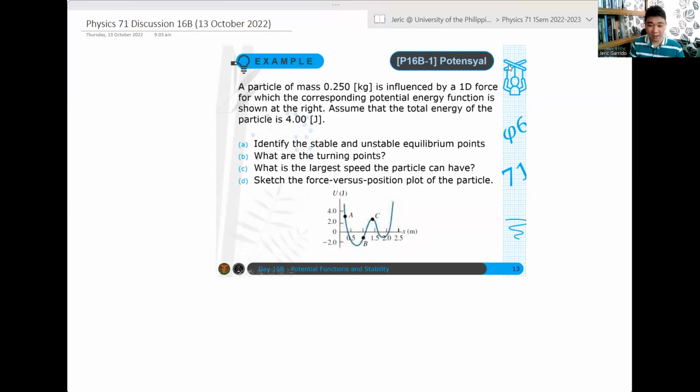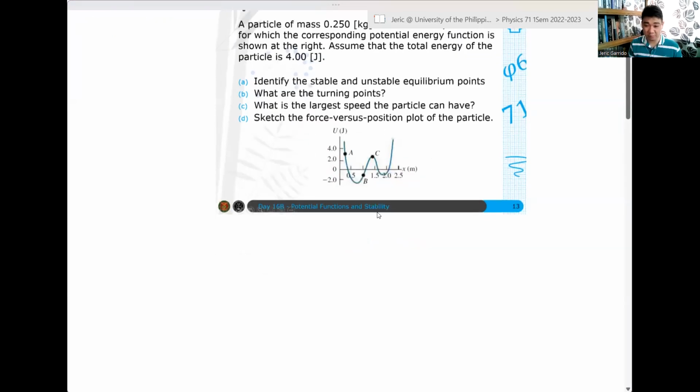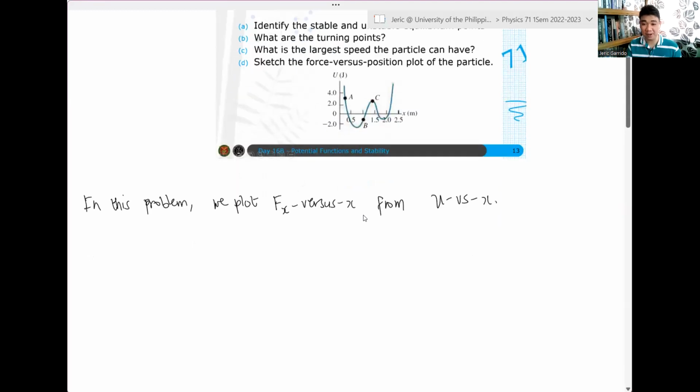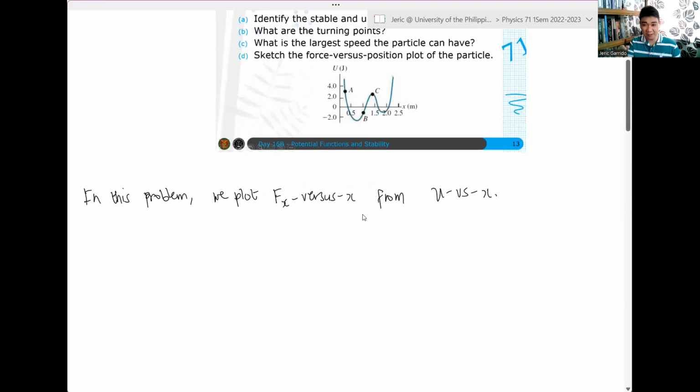So again, you have a particle of mass 0.250 kilograms, and it's influenced by a 1D force for which the following is the corresponding potential energy diagram. So ang una natin gawin, syempre, is to expand it. So in this problem, we plot F(x) versus x from U versus x. Unahin natin yung pagpa-plot. I-plot muna natin yung U as a function of x para mas kita natin. Let me plot it first.